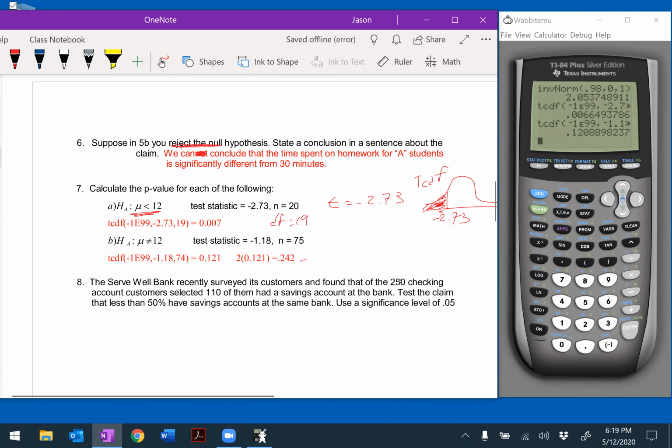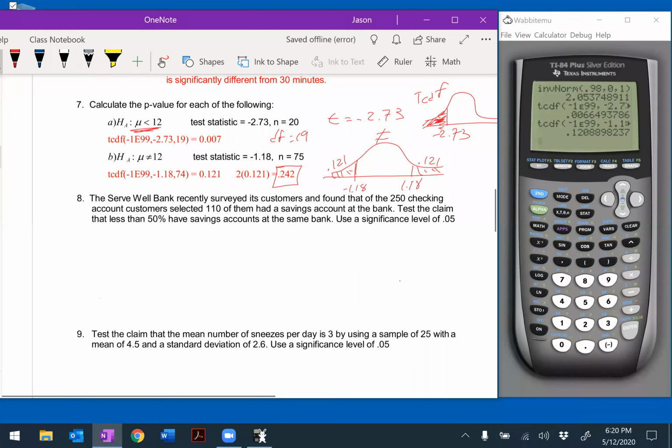So if we have our t-score, and we have not equal to, then that means that it has two tails. The lower one is negative 1.18. The upper one is 1.18. But we need two tails here. So if I just do the t-CDF up to negative 1.18, that gives me 0.121. But over here, I would have 0.121 as well, and so I would double it to get 0.242.